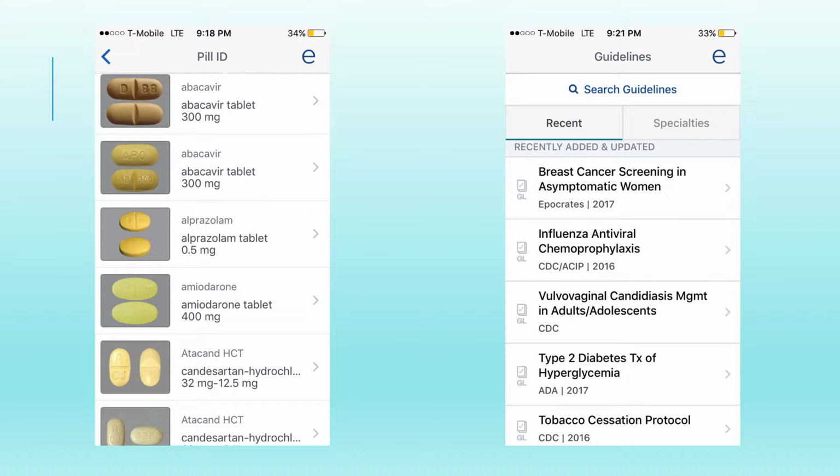There is a tab called Pill ID, which is useful when figuring out the identity of a pill based on its imprints and characteristics. Under the tab Guidelines, there is a growing library of 40-plus evidence-based recommendations for patients with certain conditions. For example, there are guidelines for how to manage hyperglycemia in diabetic patients.